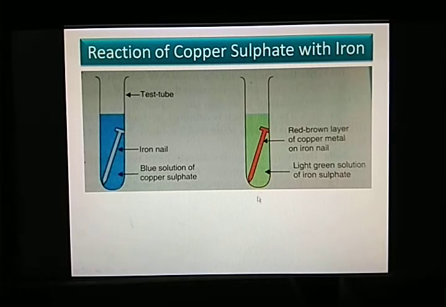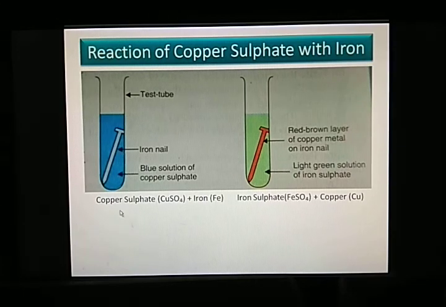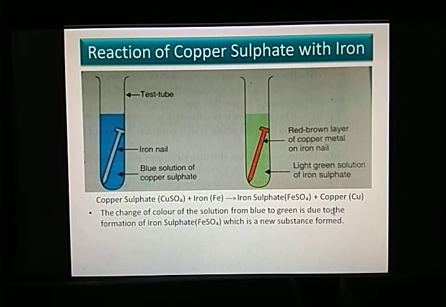So why did this happen? Let us see the reaction. Copper sulfate, that is CuSO4, when it reacts with iron, gives us iron sulfate, that is FeSO4, plus copper, that is Cu. So what inferences can we find out from this reaction?